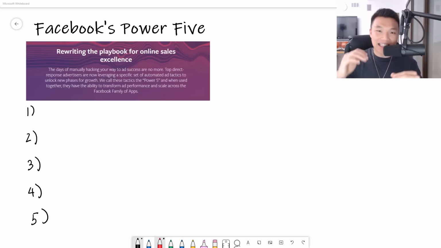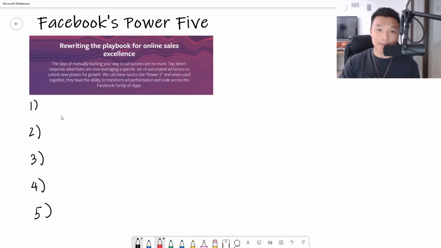Too bad. That is exactly what I'm here to do, to teach you how to hack your way to advertising success. But of course, this is a part of Facebook's efforts to make their platform easier to use for new advertisers and just to make it more automated. They believe in their algorithm that much. I'm going to be reviewing each aspect of Facebook's Power 5 and giving you my thoughts on it.